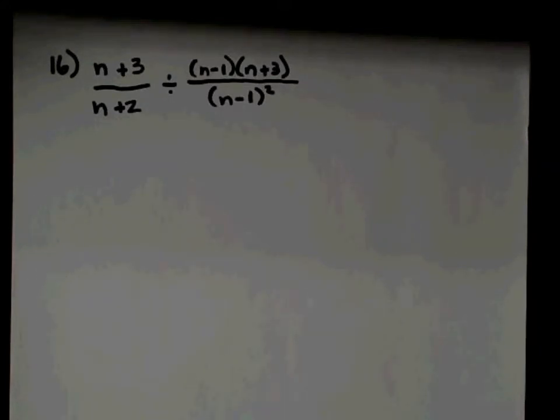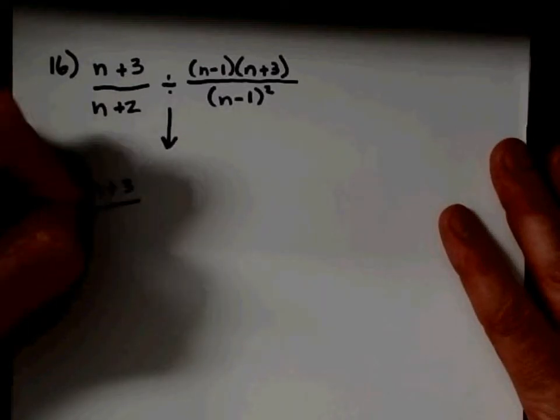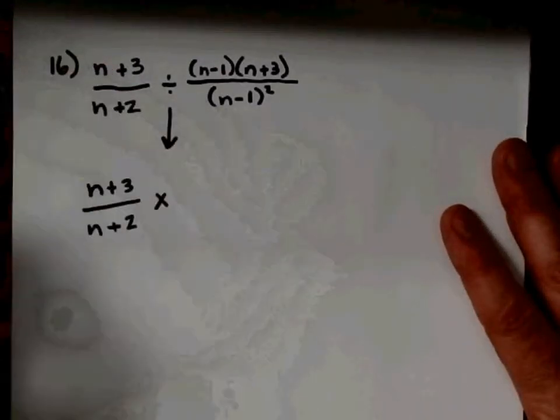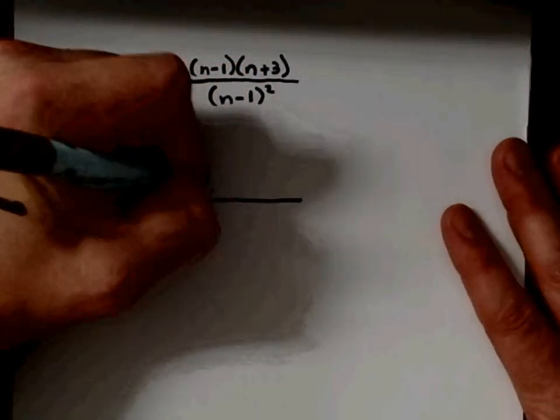Whenever we're doing multiplication and division, we need to be able to multiply and factor. If you can multiply things, then you should be able to divide them, because division is going to turn into multiplication. So since this is division, we're going to take the numerator, keep it, and multiply by the reciprocal of the denominator. Can anybody remember why we do that?